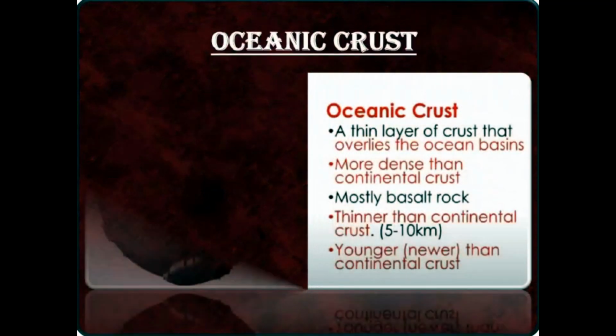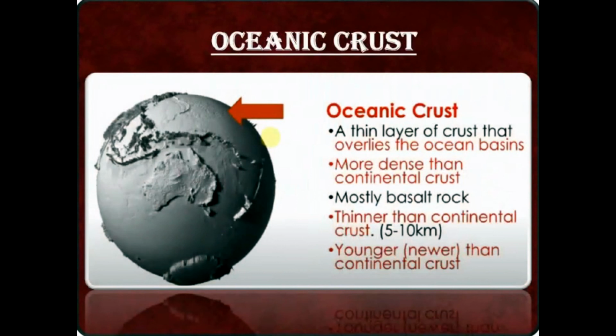Students, now let us understand what is oceanic crust. You can see in the picture the arrow indicating the oceans, right? So what is oceanic crust? A thin layer of crust that overlies the ocean basin. It is the second layer of the crust. It is made up of silica and magnesium. It was earlier called Sima, that is, Si stands for silica and Ma stands for magnesium.